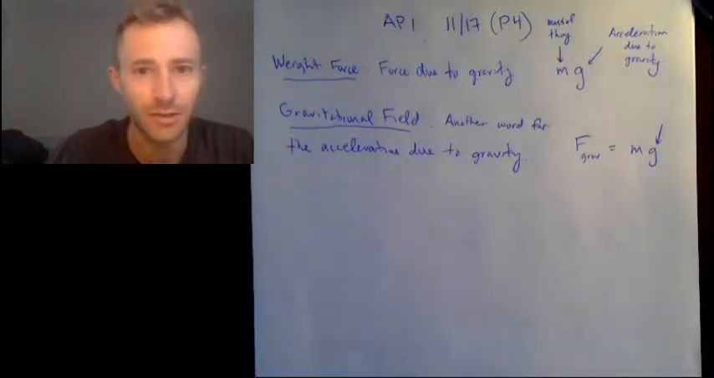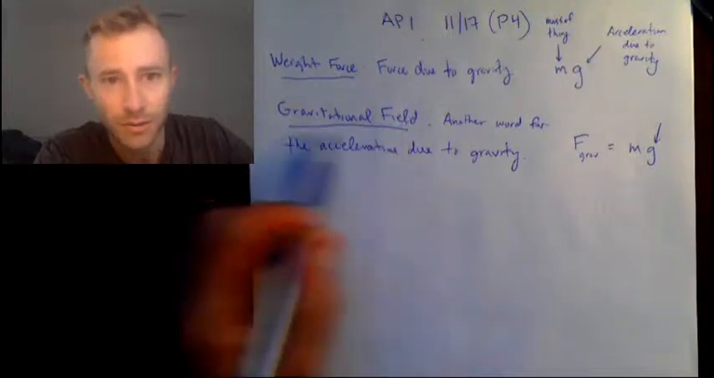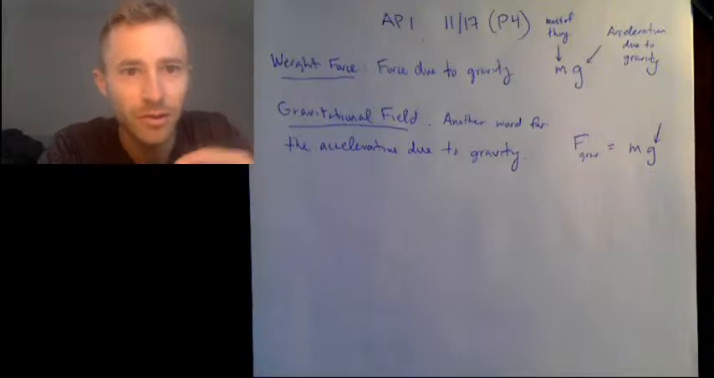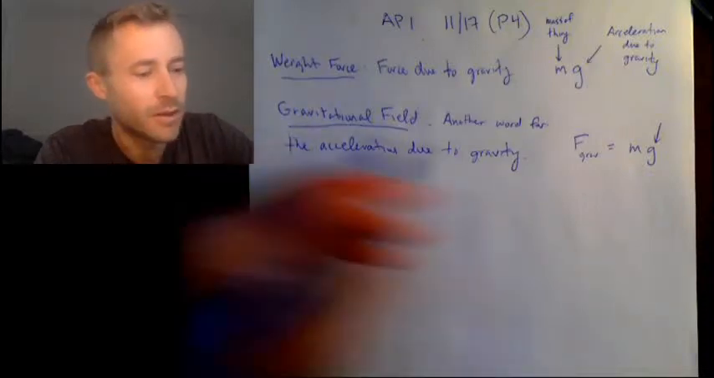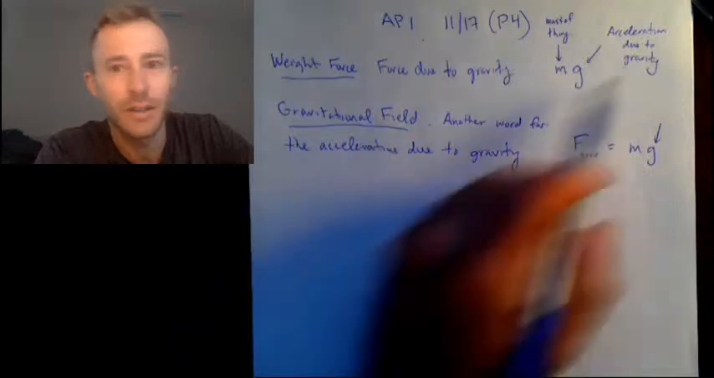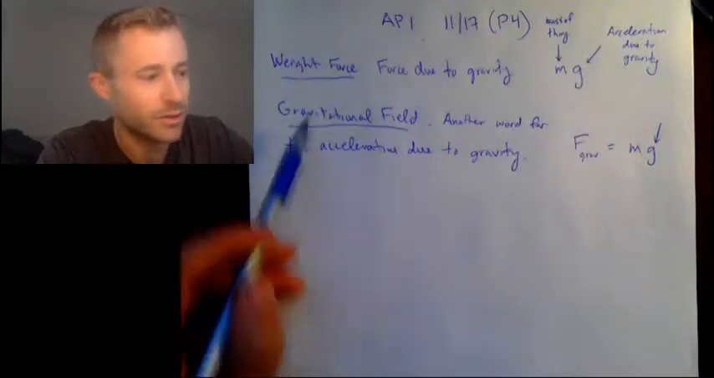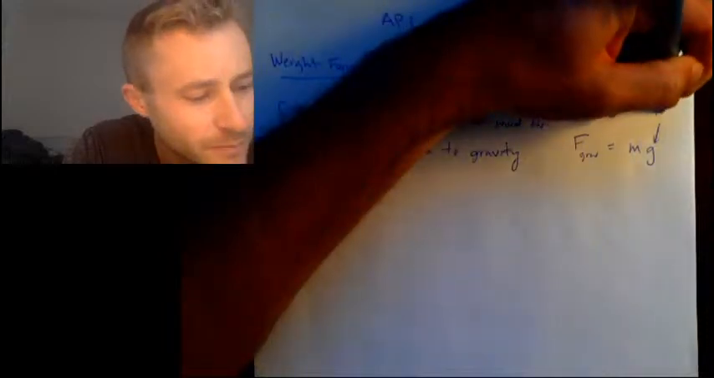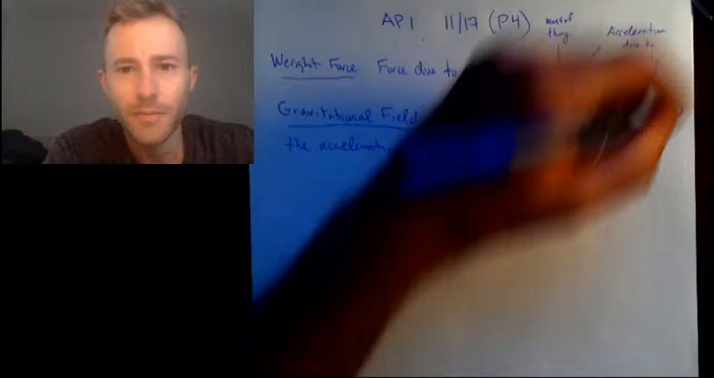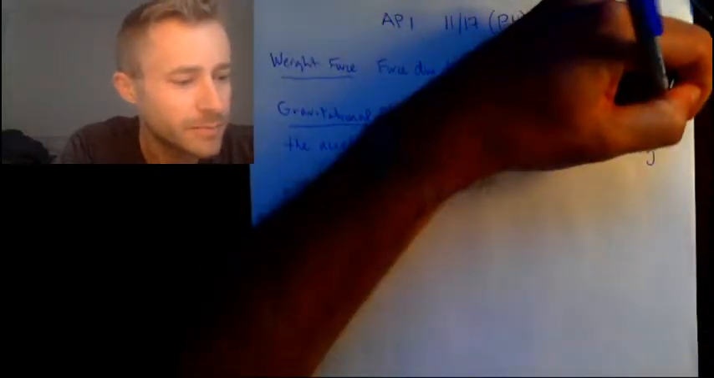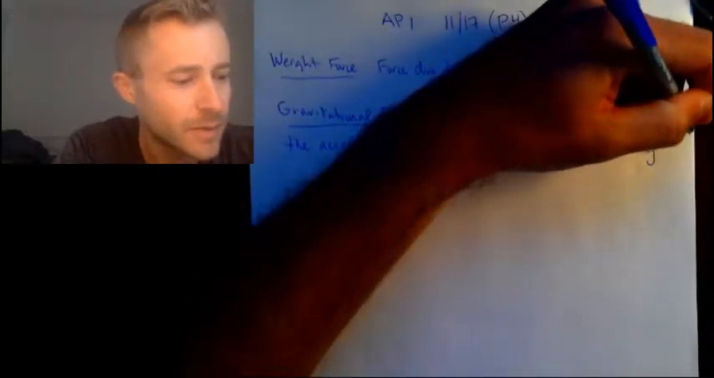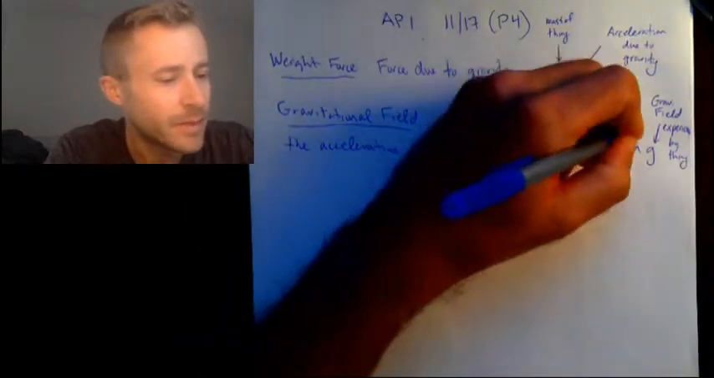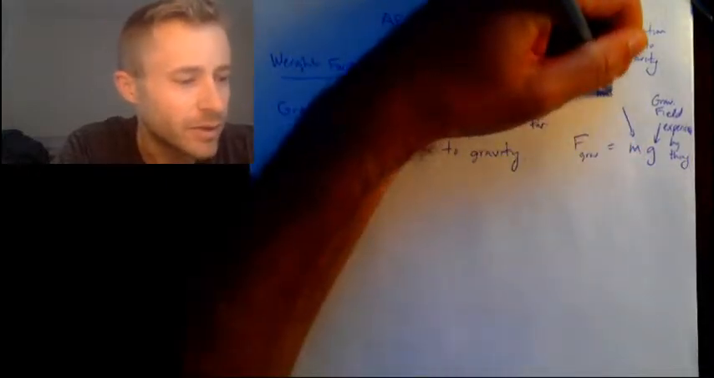It's just that the AP exam uses this term gravitational field, okay? When I took physics, we always just called it acceleration due to gravity, but the AP Physics 1 exam could call it acceleration due to gravity or gravitational field. So you need to be prepared for that. So this is the gravitational field experienced by the thing. Okay, and m is the mass of the thing in the gravitational field.